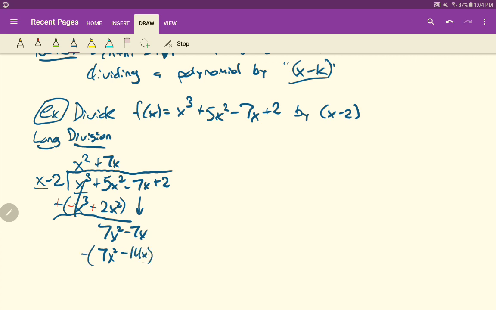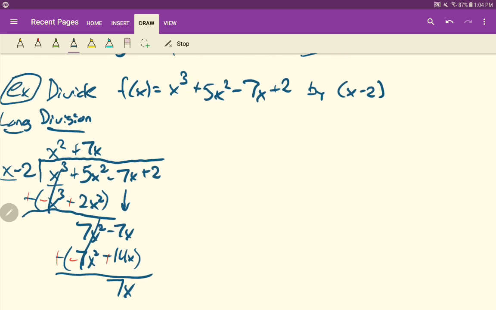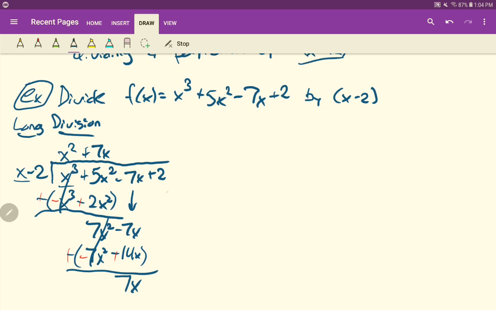Again, we'll subtract that quantity. I don't like subtracting, so I'm going to add the opposites. So 7 and negative 7 cancel. Negative 7 and 14 makes 7x. Now we bring down this plus 2 here. And then we need to one more time think about what times the x will give us 7x. That'll be a 7, so plus 7. 7 times x will give us 7x.